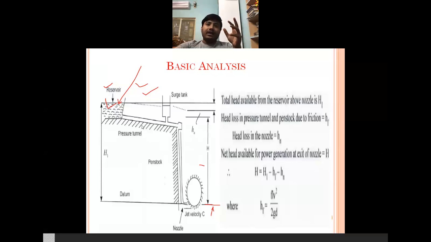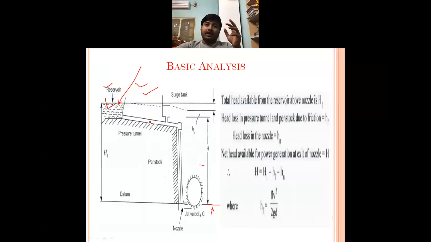We have categorized this, and these pipes are known as the penstock. That means the large diameter pipes through which the water flows. The water flows from the reservoir towards the turbine, and then hits the blades of the turbine so that you can get the mechanical work output. After that, the mechanical work output is converted into electrical work output.